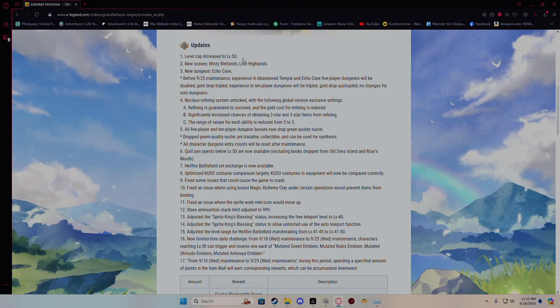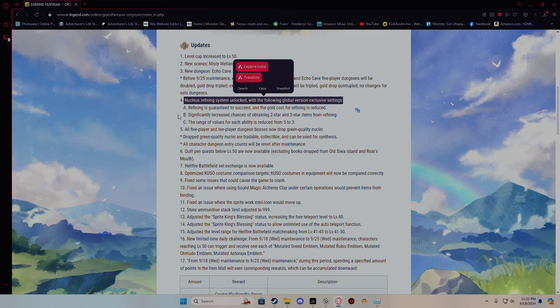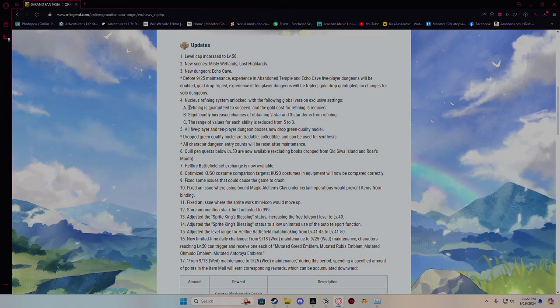Let's see. Nucleus refining system unlocked. Okay, so this is coming back. This is following the global exclusive setting. I'm not looking forward to this coming back, because that also means that combat mounts have a good chance of coming back with the star system, and thrones have a good chance of coming back with the throne systems too. So it sounds like they're just re-adding things as they go with quality of life. And we're going to see how that goes.